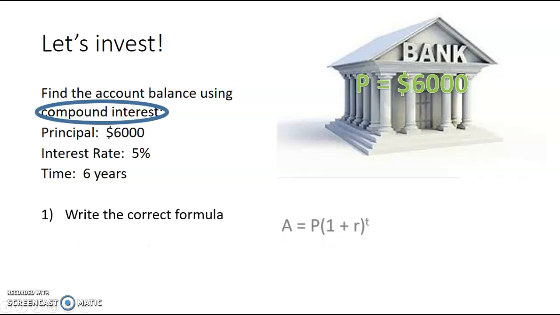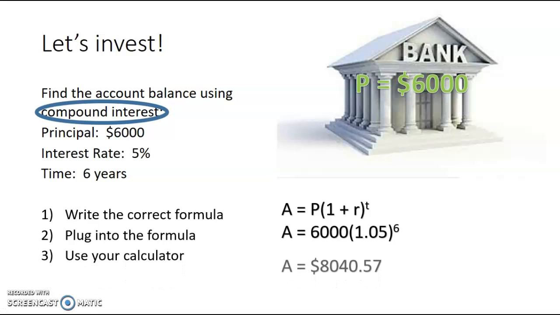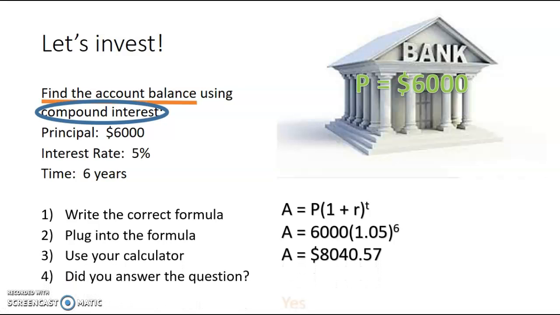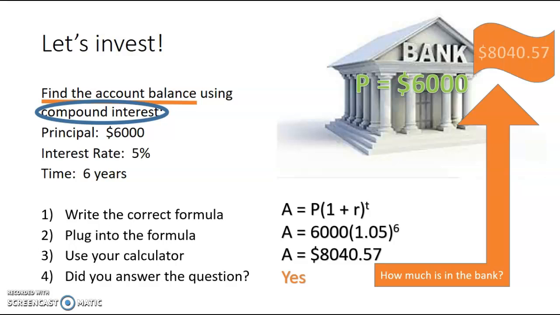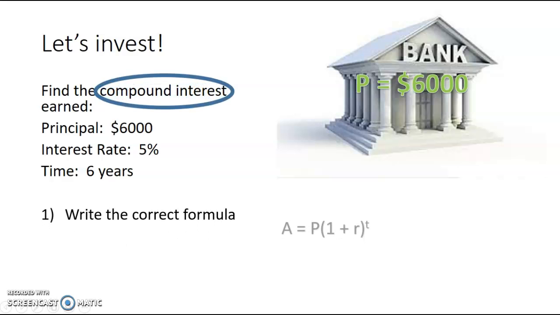You would start by writing the compound interest formula, plug the numbers into the formula, and use your calculator to solve. So here we have that our account balance is $8,040.57.